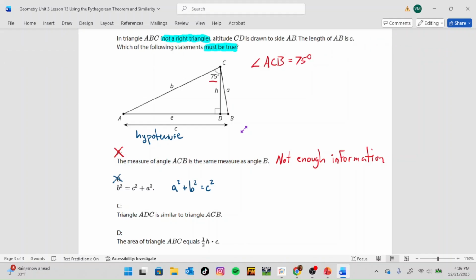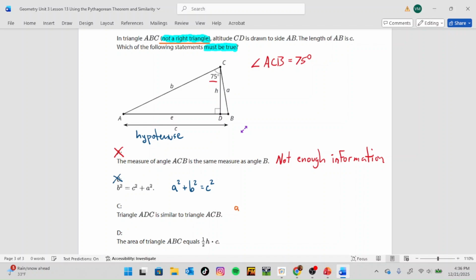Option C, triangle ADC is similar to triangle ACB. And this, at first, is probably very tempting for you to say that this is right. Because if I draw my altitude down, then I create these two smaller triangles that I want to say are similar to the original, and we might pair it up and say that these two triangles are similar. But remember what we highlighted at the top. This is not a right triangle.